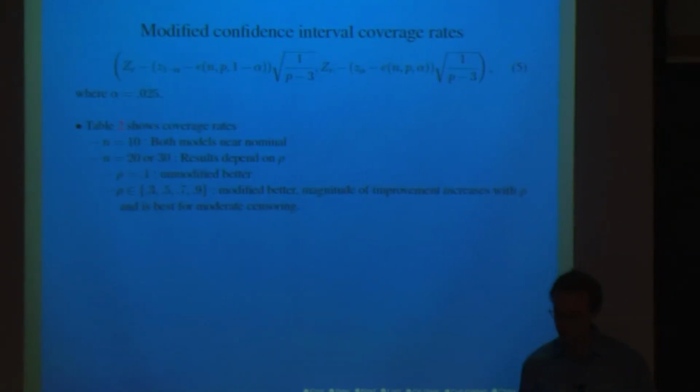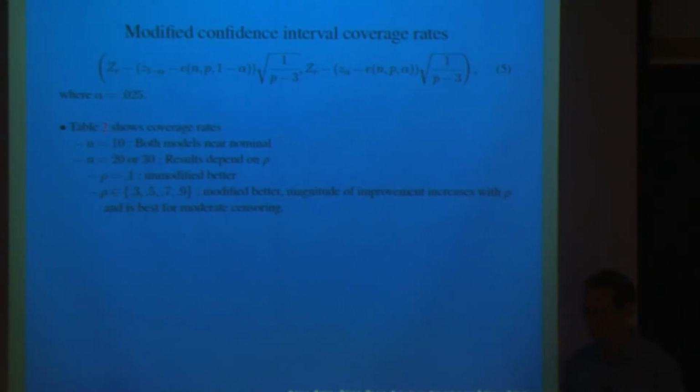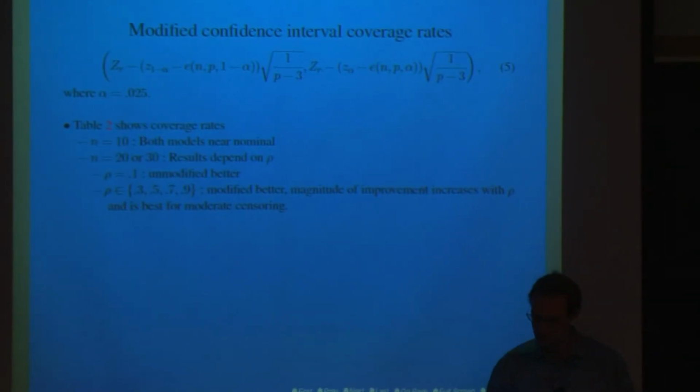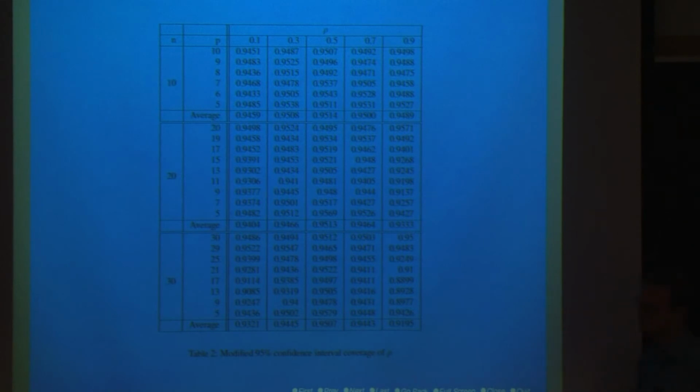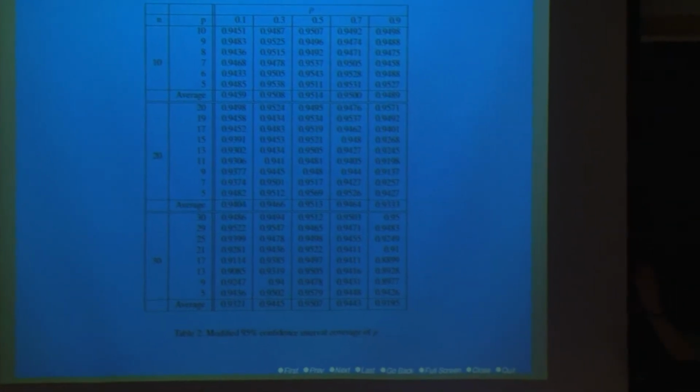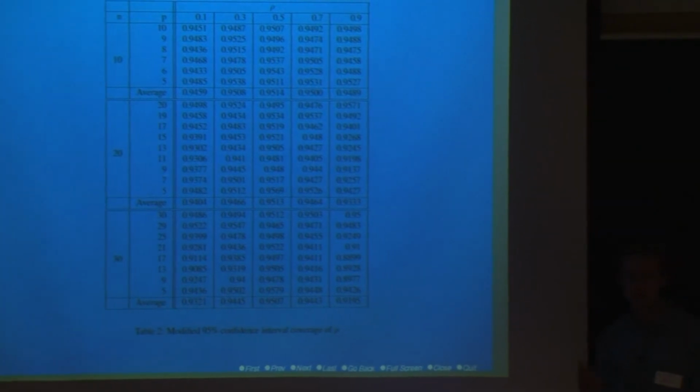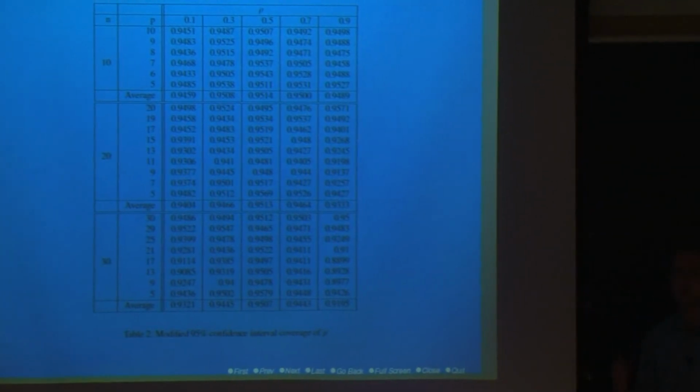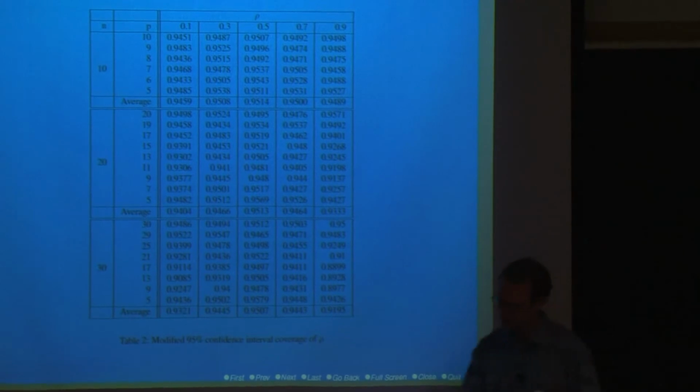So both methods work well in that case. But when n equals 20 or 30, results depend on rho. For rho equals 0.1, the unmodified is actually better. But as rho equals 0.3 or higher, the modified is better. And the magnitude of the improvement increases with rho and is best for moderate censoring.